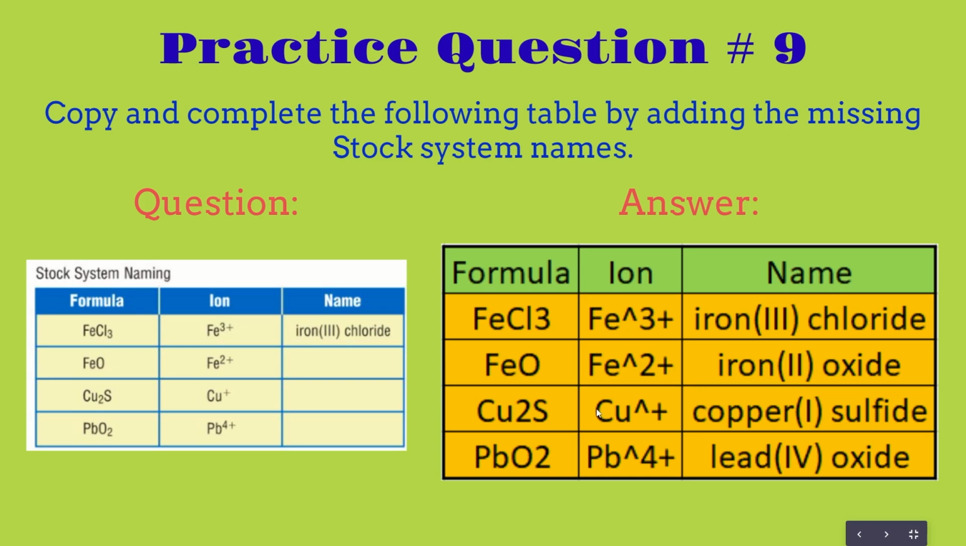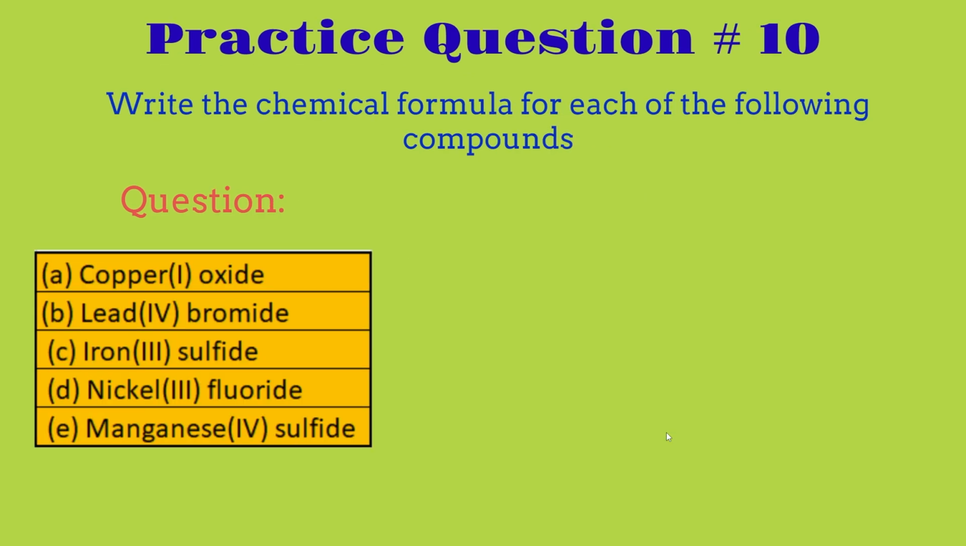Similarly, you can do the same thing for the next two, and we're going to move on to practice question number 10 now. For practice question number 10, write the chemical formula for each of the following compounds. Here we have a list of different compounds, and we just need to write the chemical formula. All we need to do is basically, from the name, just write the formula. In this case, we have copper 1 and then oxygen, so oxide.